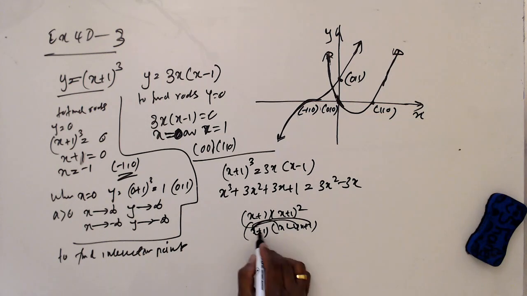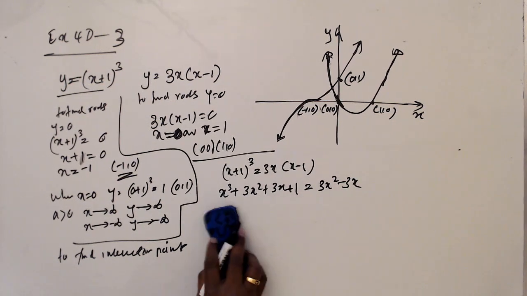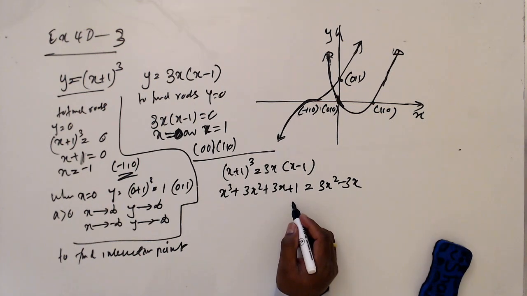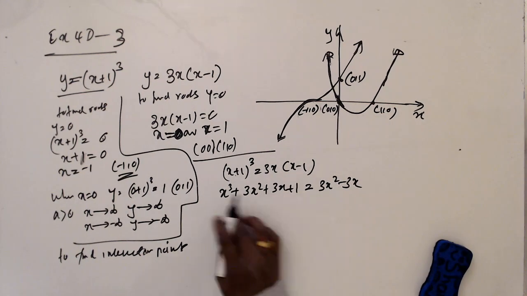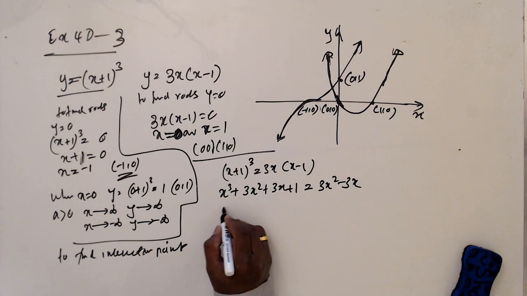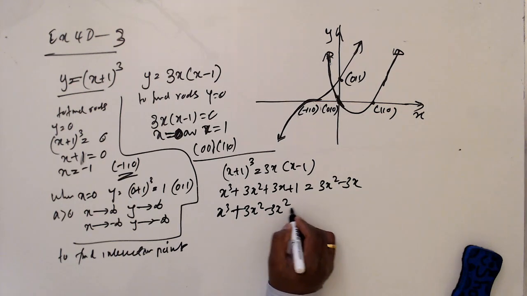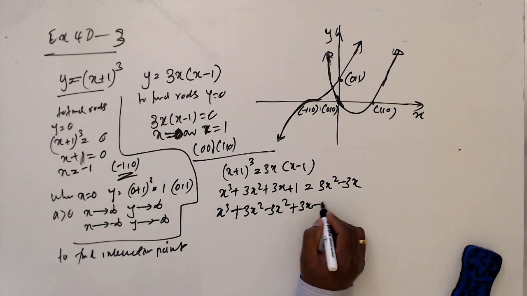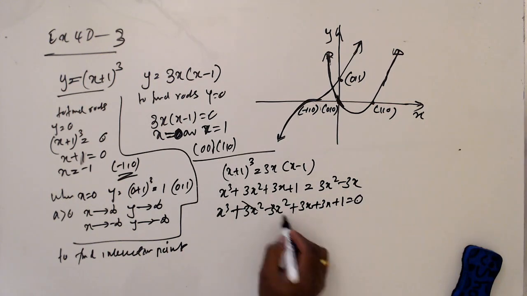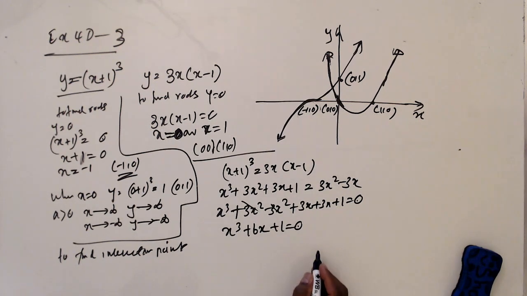When you multiply, you will get this answer. But here I use the binomial expansion. You will learn binomial in future lessons. Then you can apply this straight away like me. Now this is going to be x cubed plus 3x squared minus 3x squared plus 3x plus 3x. This one, bring here, plus 1 equals 0. This cancels out. x cubed plus 6x plus 1 equals 0.